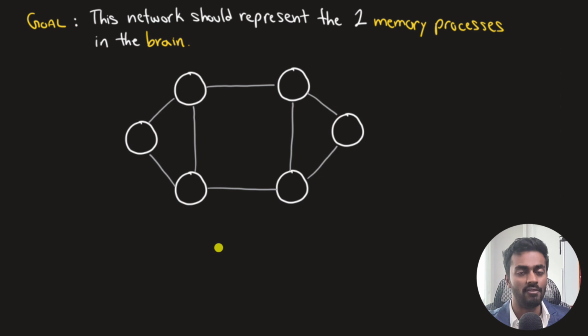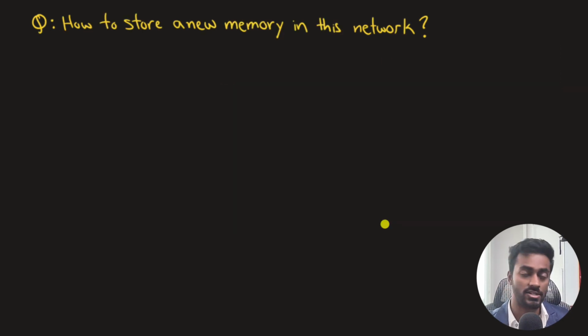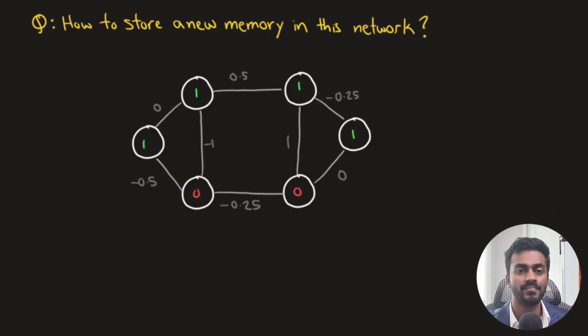So the goal now for us is that this network should represent the 2 memory processes in the brain, that is, storing information and recalling information. Question 1, how to store a new memory in this network?